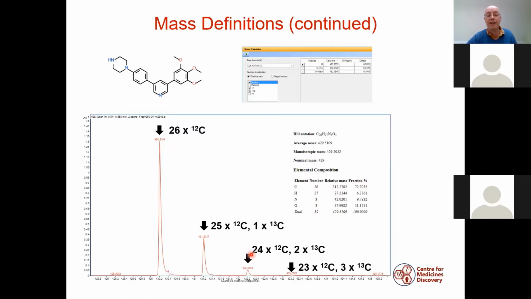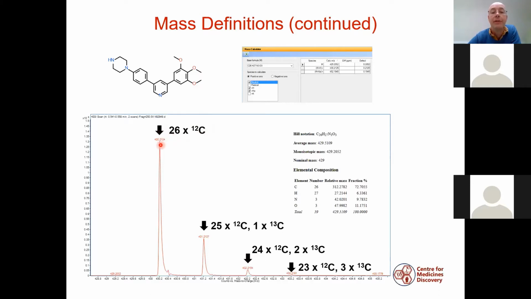So we're still looking at mass definitions, but I just want to reinforce this. If we take a typical carbon compound, here's one. It has 26 carbon atoms. When we measure it in the mass spectrometer, we don't see a single peak, as you will realize. We see an isotope envelope. And in this particular one, there are 4 visible isotope peaks, because the incidence of carbon-13 is 1 in 100, or 1%.